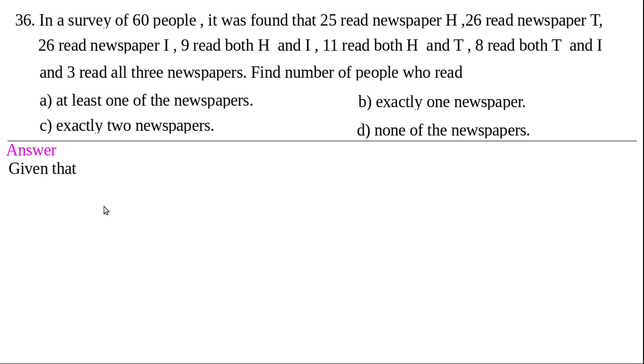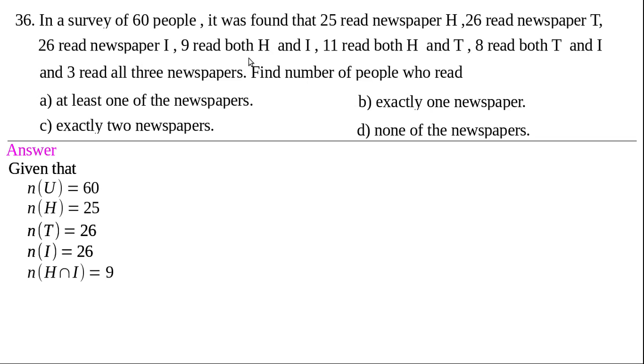First, write these facts in the form of sets. Given that there are a total of 60 people, the number of U equals 60. Out of them, 25 read newspaper H, so the number of H is 25, the number of T is 26, the number of I is 26, the number of H intersection I is 9, the number of H intersection T is 11, the number of T intersection I is 8, and the number of H intersection T intersection I is 3. These are the given things.